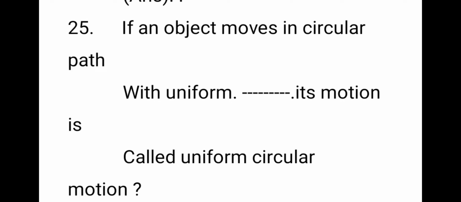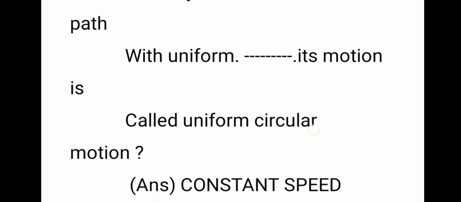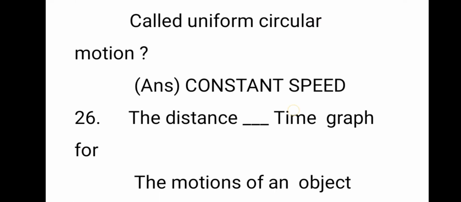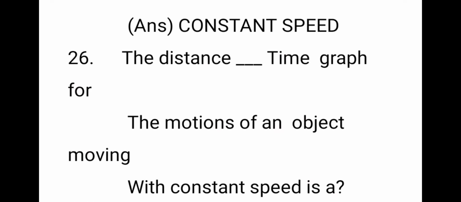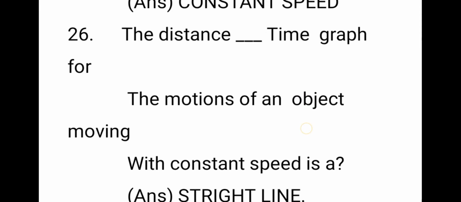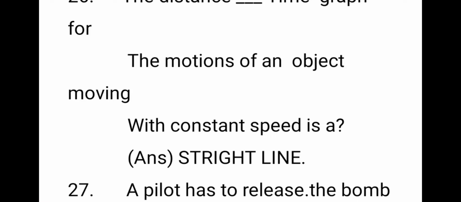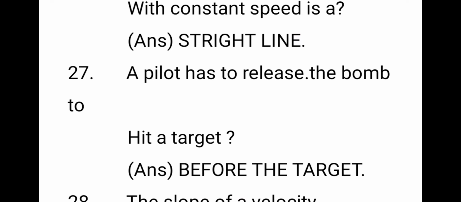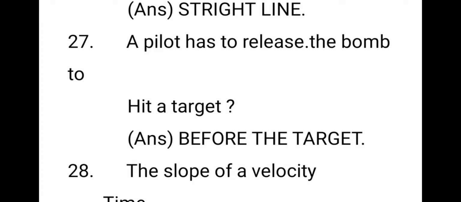If an object moves in a circular path with uniform speed, its motion is called uniform circular motion, at constant speed. The distance-time graph for the motion of an object moving with a constant speed is a straight line. The pilot has to release the bomb before the target to hit the target.